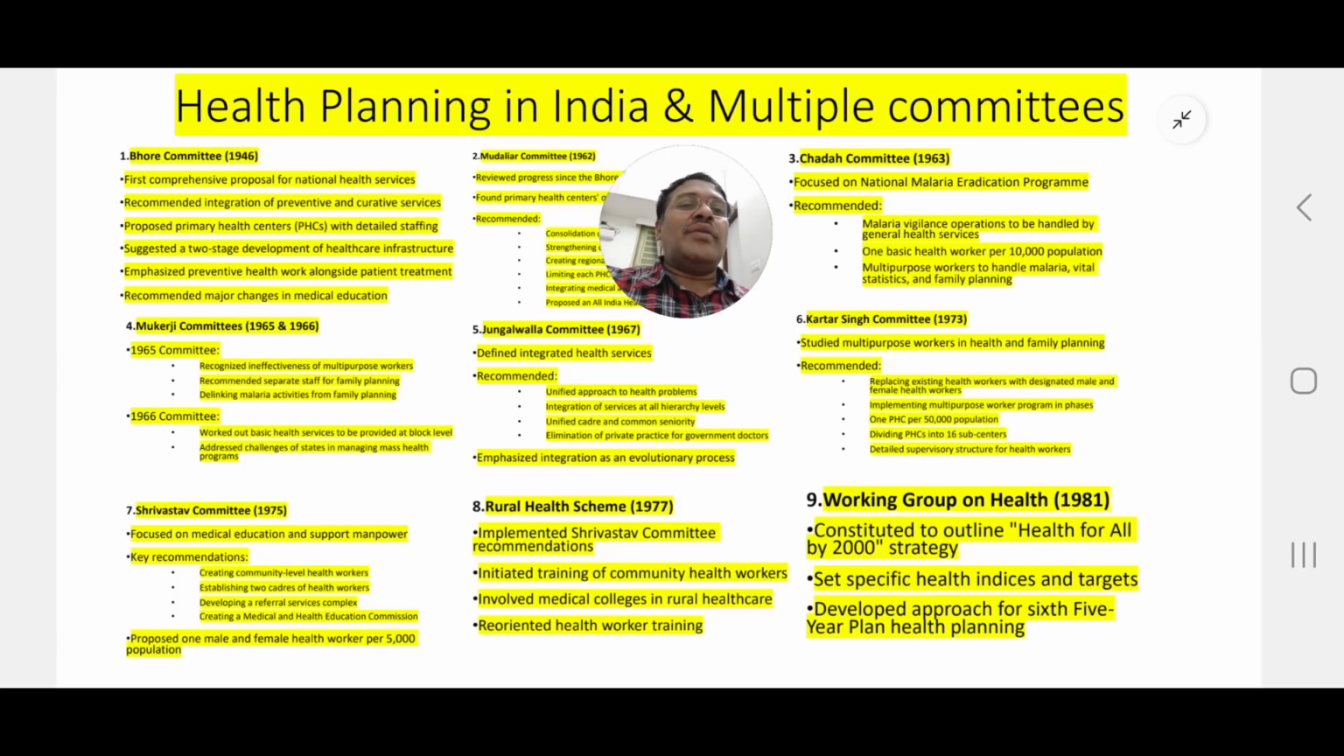This is followed by Working Group on Health 1981. It was constituted to outline Health for All by 2000 strategy because it was formed after Alma Ata conference. It set specific health indices and targets and it developed approach for 6th 5-year health planning.